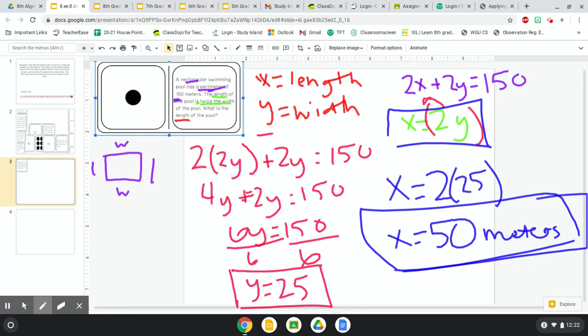I want to make sure that I'm just answering this. Even though this 25 helped me, it's not technically part of the solution that I'm looking for.